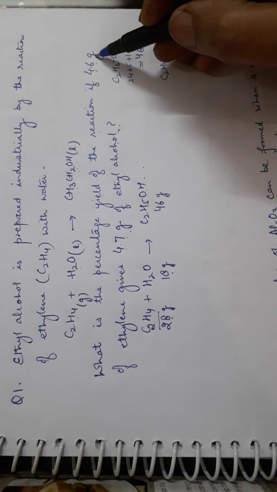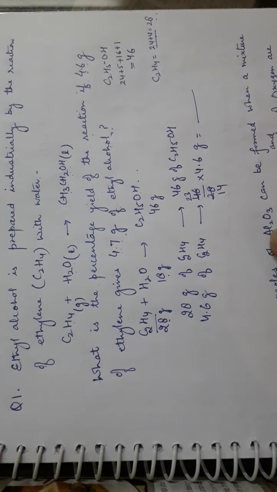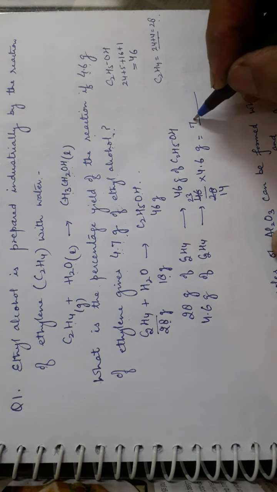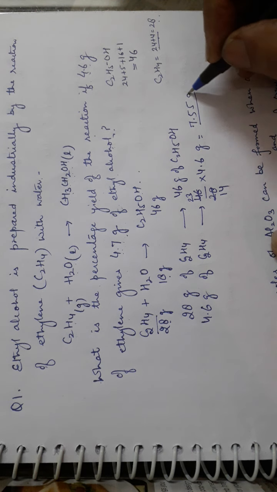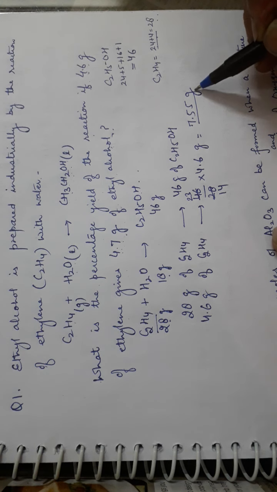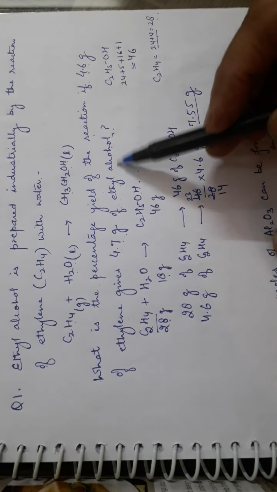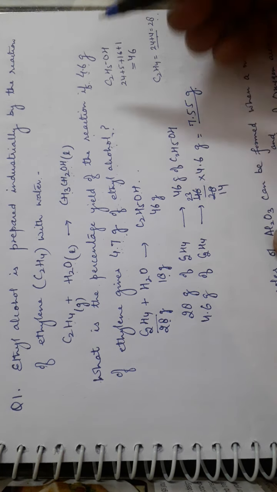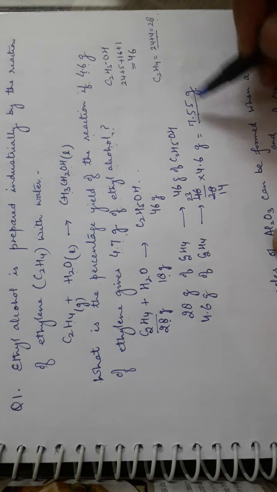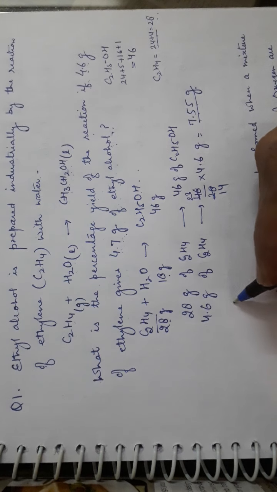How much do we get? 23, 14. You can solve that, and from here we get approximately 7.55 gram. 7.55 gram is the expected weight of ethanol. As per the question, we are getting only 4.7 gram of ethanol. So we have to find out what is the percentage yield. Means if this is the expected mass, we are getting only 4.7 gram. Then how much per 100? So we can calculate it.